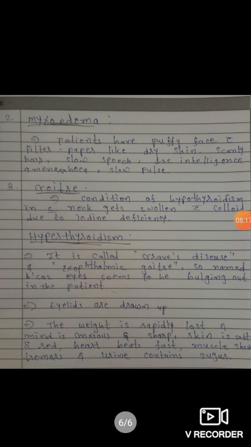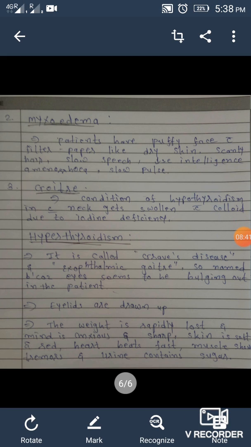In myxoedema, patients have a puffy face. Puffy face means swollen face. It looks swollen, with filter paper like dry skin. The skin becomes extremely dry, and scanty hair, which means the hair becomes scanty, very thin and fragile. There is slow speech, then decreased intelligence, amenorrhea. Amenorrhea means decrease in menstrual flow, and slow pulse.